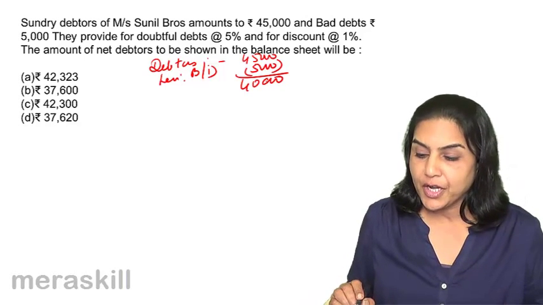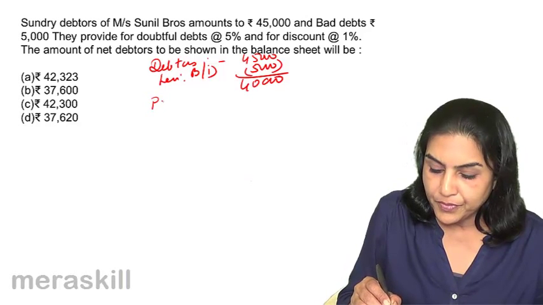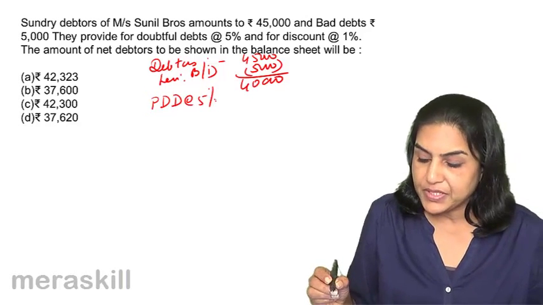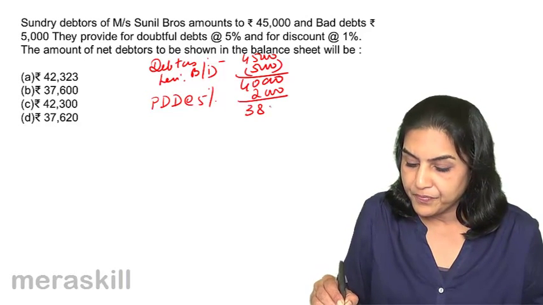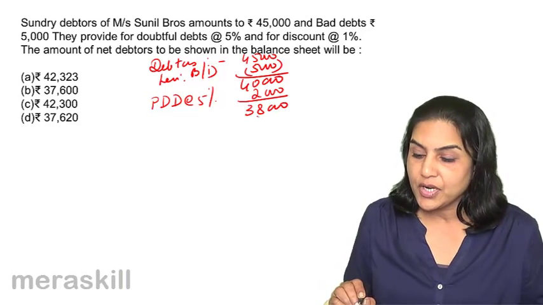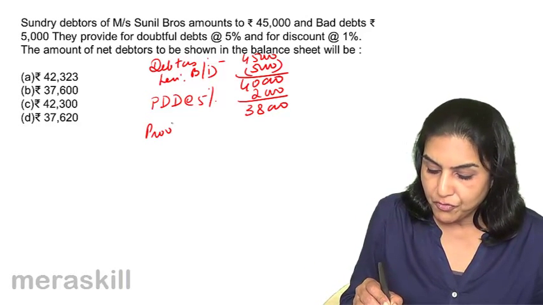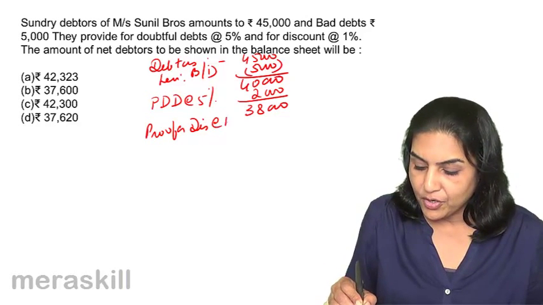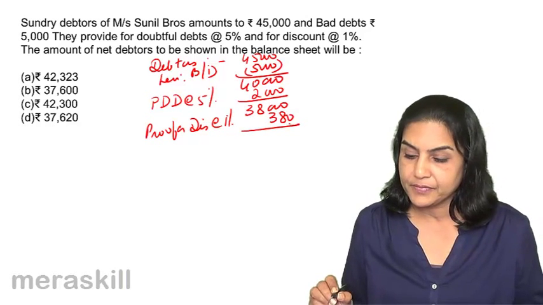They provide for doubtful debts at the rate of 5%. So provision for doubtful debts at the rate of 5% is 2,000. So now we have 38,000. Discount is at the rate of 1%. So provision for discount on debtors at the rate of 1% would be 380.